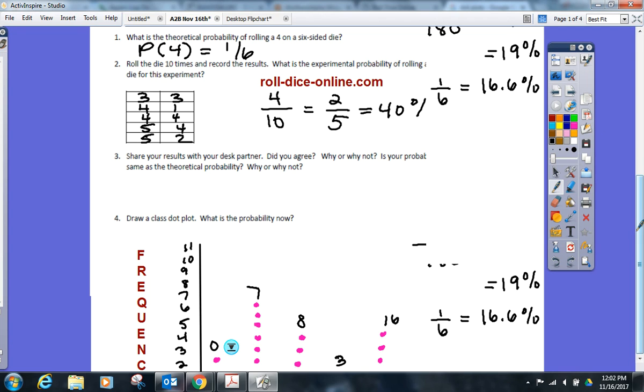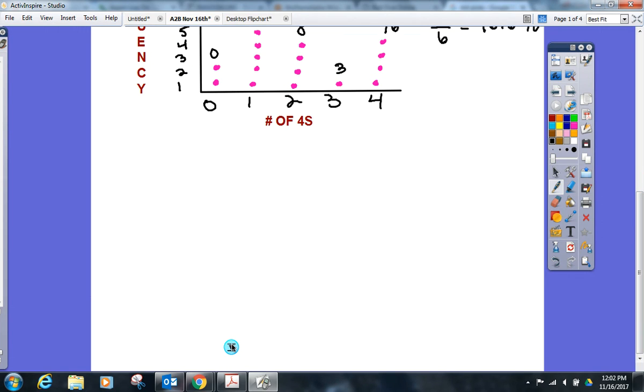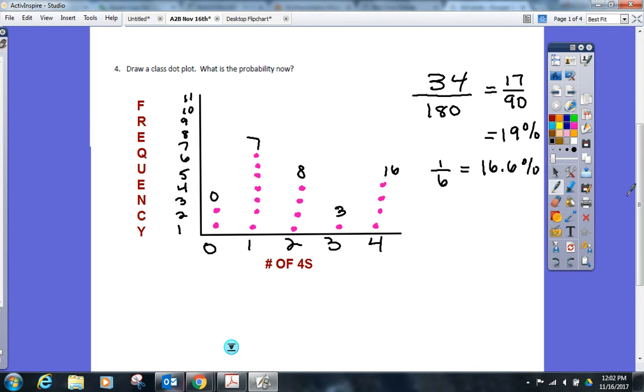Ethan? We're doing more and more and more. And you guys agree that the more trials we do, what's going to happen? If I said, hey, everyone, now go roll your die 20 times, our class probability will be what? Closer and closer to the theoretical one. Right? The more trials we do, the closer it becomes.